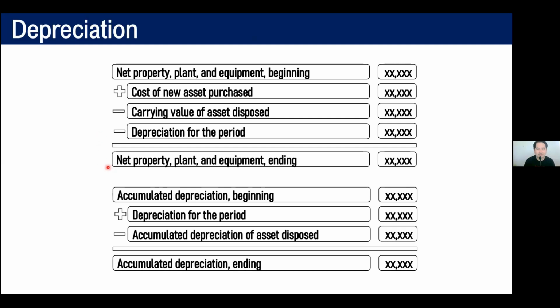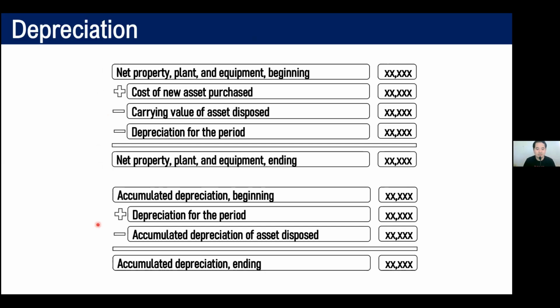Your ending balance of net PPE, add back your carrying value in any case that there is an asset disposal during the accounting period, and then you deduct po yung ating cost of new asset purchase and deduct also the beginning balance of your net PPE to get your depreciation for the period.